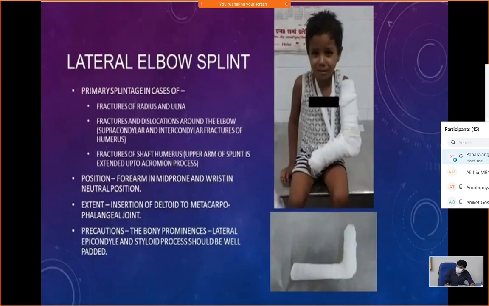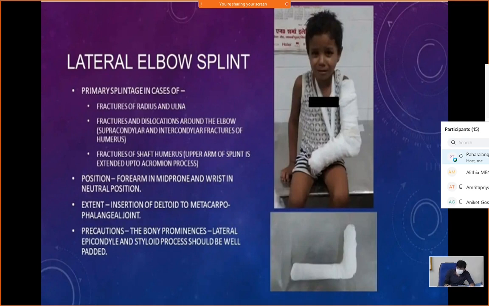This is the lateral elbow splint, also called the above elbow splint. This includes the elbow. It goes up to the surgical neck of the humerus, and it is called lateral elbow because it is applied on one side only, the lateral side, and the rest is cotton and gauze bandage. These are used in injury around the elbow, upper forearm and distal humerus, like supracondylar fracture, elbow dislocation, Monteggia fracture dislocation, radial head fractures, and all these.